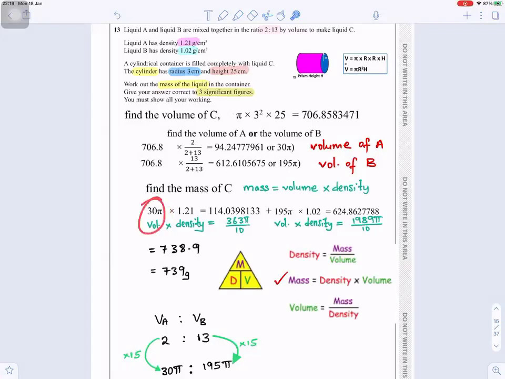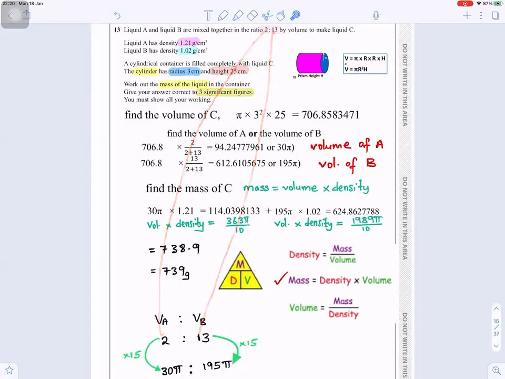The mass is 30 pi for the volume times density, 1.21. It equals 114.03 plus 195 pi times 1.02. That gives you 624.8. So what we are doing here is volume times density and then volume times density. And when you put those together, you will get 739 pi.